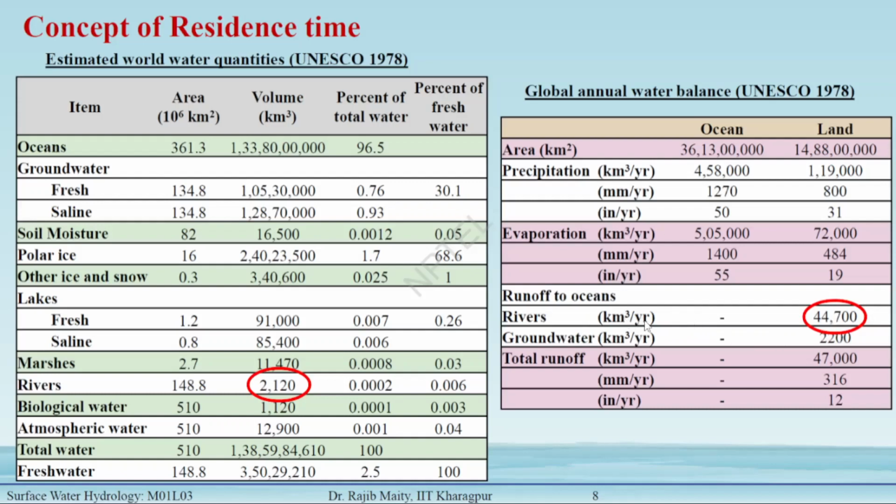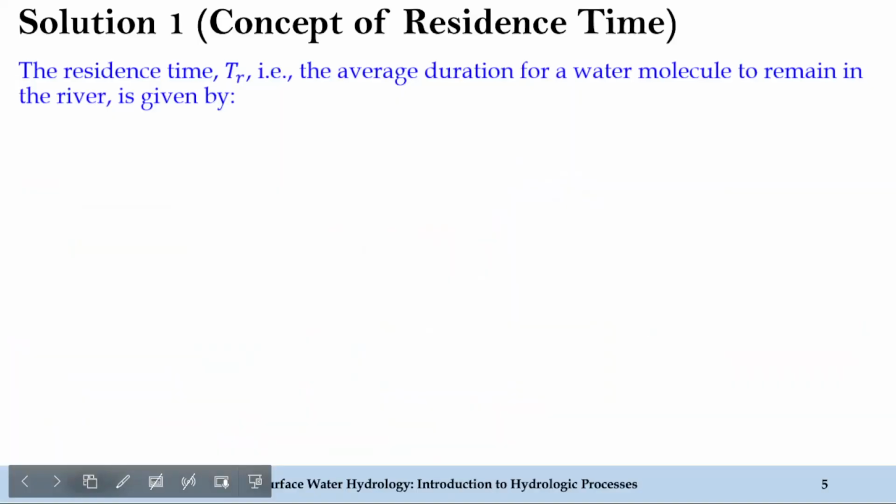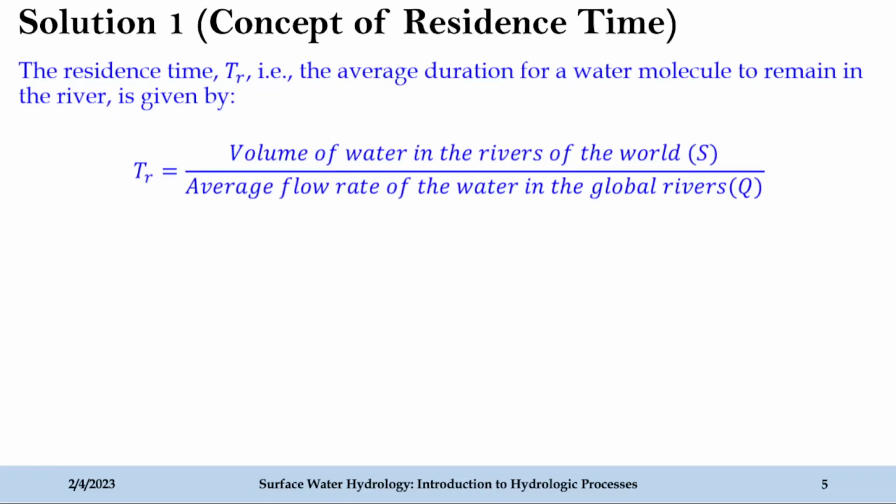Right. So having these two pieces of information, let's see how we can identify the residence time of the global rivers. The residence time, that is TR, is the average duration for a water molecule to remain in the river, and it is given by this equation. TR is equal to the volume of water in the rivers of the world divided by the average flow rate of the water in the global rivers.